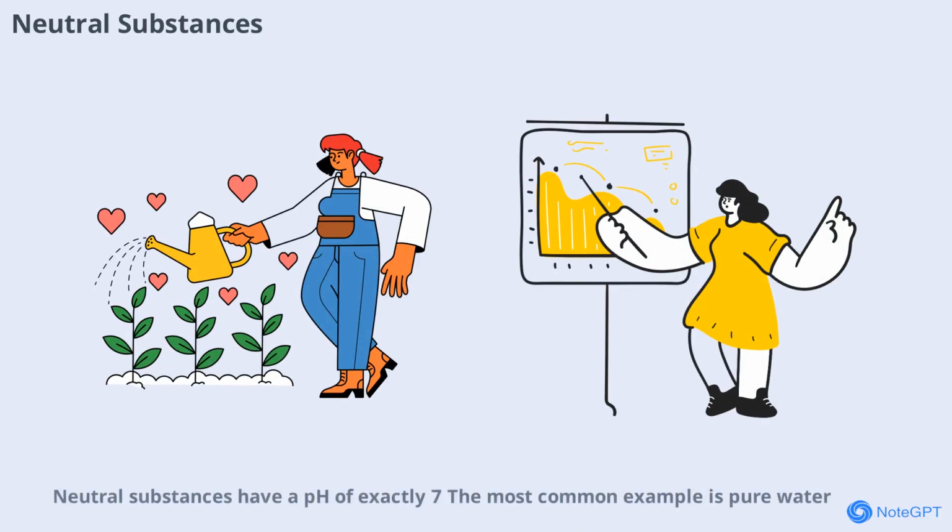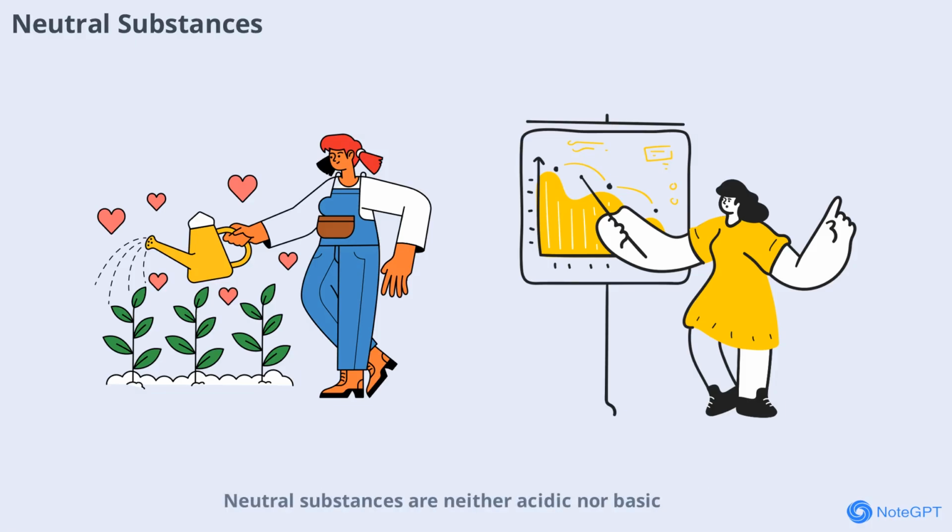Neutral substances have a pH of exactly 7. The most common example is pure water. Neutral substances are neither acidic nor basic. They are safe to drink and use in most situations. In nature, many living organisms depend on neutral conditions to survive. Maintaining a neutral pH is important in many environments, from our bodies to natural ecosystems. It's a delicate balance that supports life as we know it.